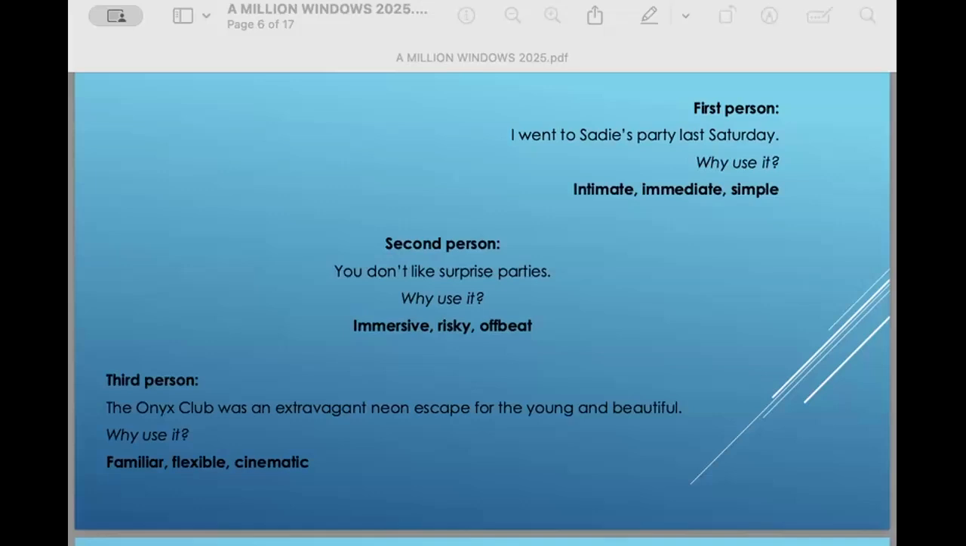The first person, we all understand this. "I went to Sadie's party last Saturday," and we use it because it's intimate, it's immediate, it's simple. We don't have to think too much about this viewpoint.